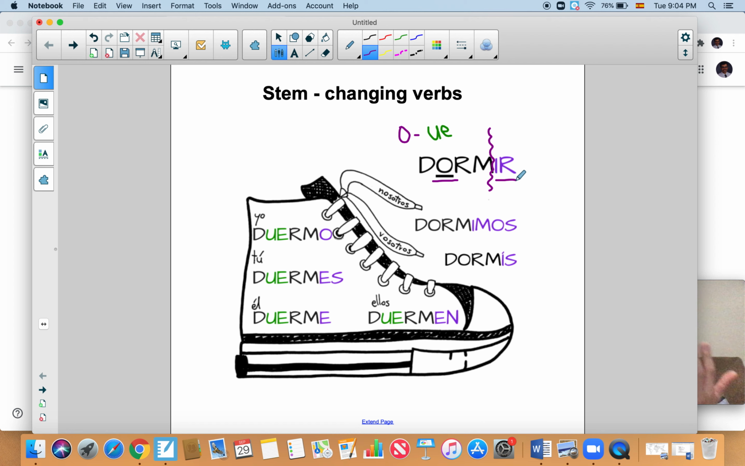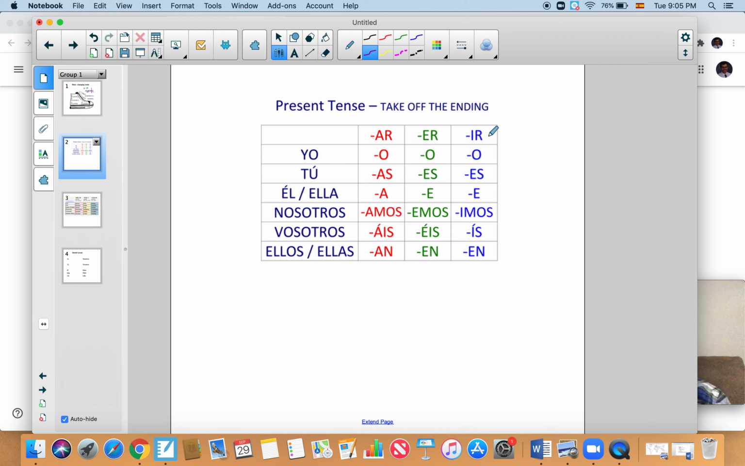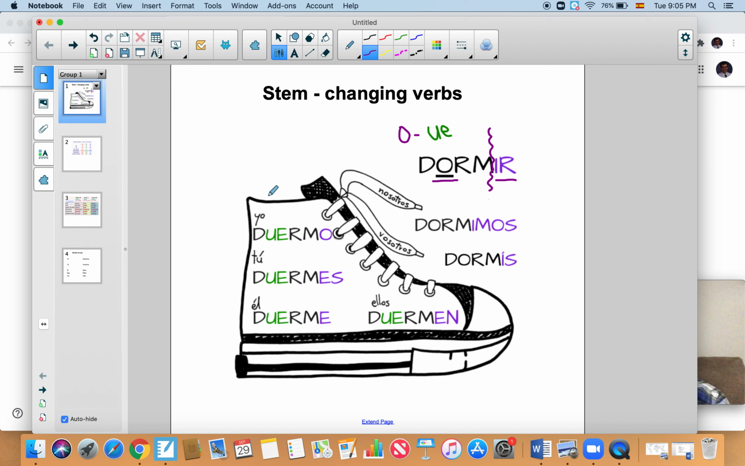It's an IR verb. It's not an AR verb. It's not an ER verb. It's an IR verb, right? Good. So when we change the suffixes, it's going to be the same endings as you would expect in an IR verb in any case, right? Dormir, it's an IR verb, so your new endings are o, es, e, imos, is, en. But what's different about dormir is it also gets the stem change.